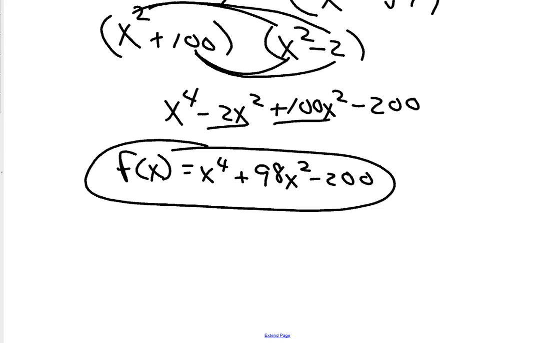Okay? So hopefully this made sense to you. You'll have a worksheet of these to work on. Again, the one on your test will be just like the one I just did, so make sure you understand.